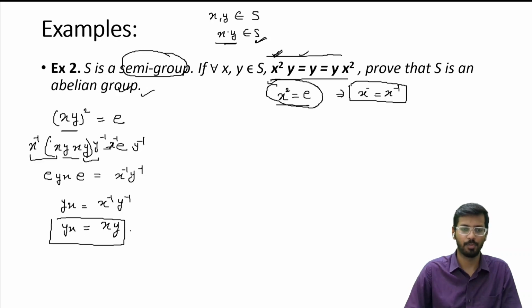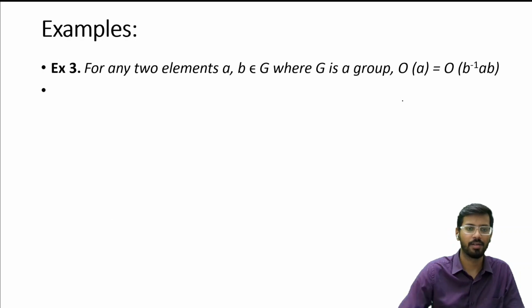ओके, तो यही तो प्रूव करना था हमें कि ये अबिलियन है, तो ये कम्यूटेटिव प्रॉपर्टी सेटिस्फाई हो गई. आइडेंटिटी एलिमेंट सेटिस्फाई हो गया यहाँ पे, एंड इनवर्स भी सेटिस्फाई हो गया कि इनवर्स भी एग्जिस्ट कर रहा है, तो चारों प्रॉपर्टी ग्रुप की सेटिस्फाई हो गए विद कम्यूटेटिविटी, तो ये अबिलियन ग्रुप होगा.